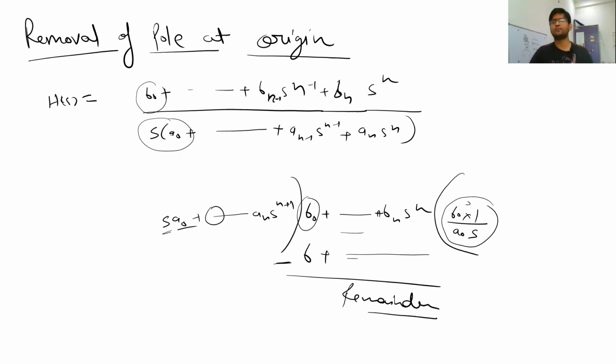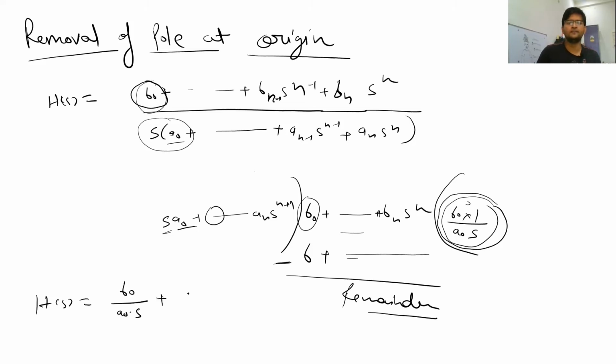The remainder will be in the form of a polynomial. So the first quotient that you will get is B naught divided by A naught into 1 by S, which is nothing but the ratio of the lowest degree coefficient in the numerator and in the denominator, B naught upon A naught. So H(S) can be represented as B naught upon A naught into S, plus you will get some other polynomial in the remainder. So let me write it as H2(S).